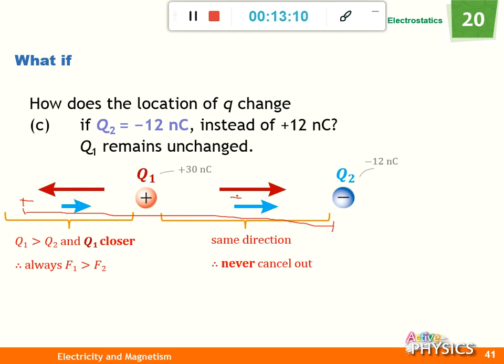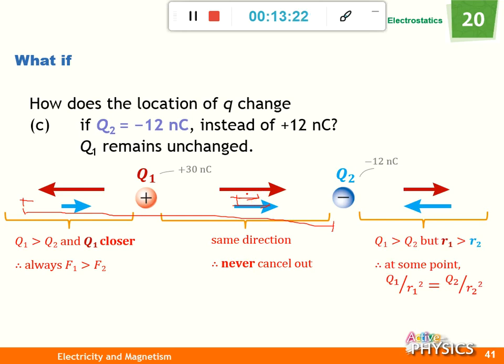Put it here: positive repels, positive and negative attract. They are in the same direction. They cannot cancel each other. Here, impossible. How about this? This one, because Q2 is less in magnitude and this one is greater in magnitude, even further away, it can provide the same effect.